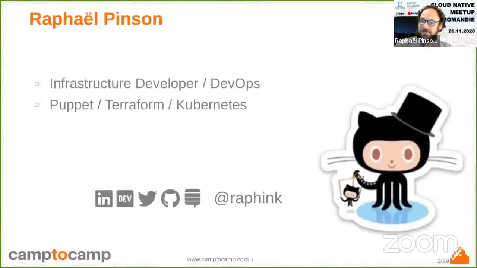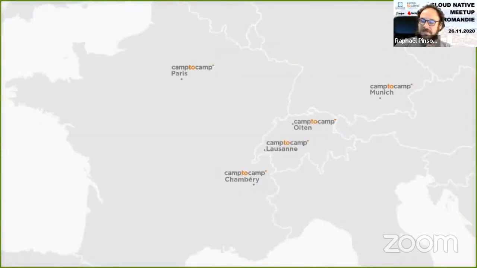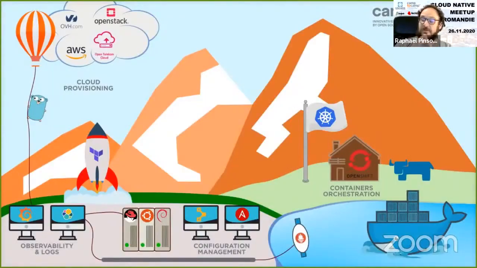So my name is Raphaël Pinson. I work for Camptocamp, and I'm an infrastructure developer specializing in automation, so Puppet, Terraform, Kubernetes, and all the things around it. Camptocamp is currently based in Lausanne and Olten in Switzerland, as well as in France and Germany. And we do a lot of things around automation, from config management to provisioning to metrics, obviously Kubernetes, Docker, and all the technologies that go with this.